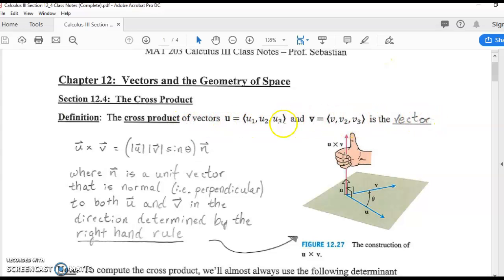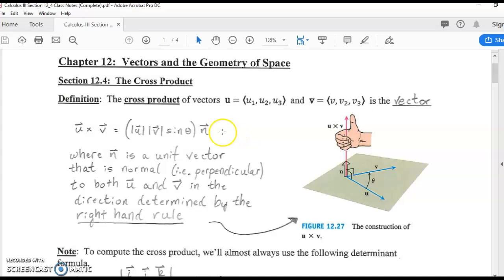So if I have two vectors u and v with three components each, if I take the cross product, so this time symbol now, from now on when we're working with vectors, the times symbol means cross product. The dot was the dot product. So this is read as u cross v equals the length of the vector u times the length of the vector v times the sine of theta, the angle in between the two vectors. And then that is the scalar component times the vector n, where n is a unit vector that is normal.